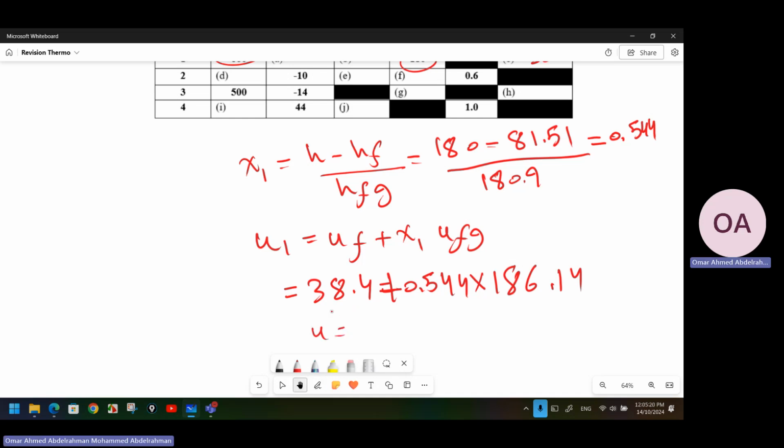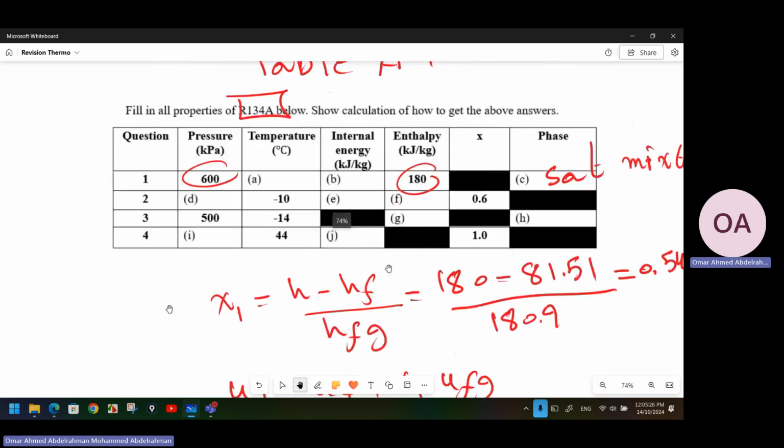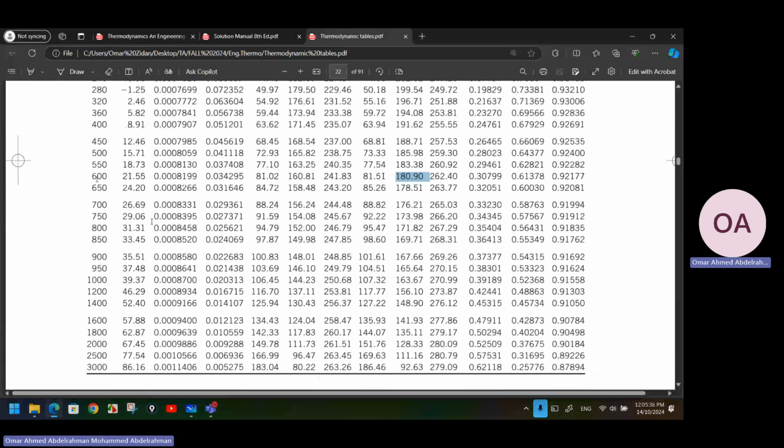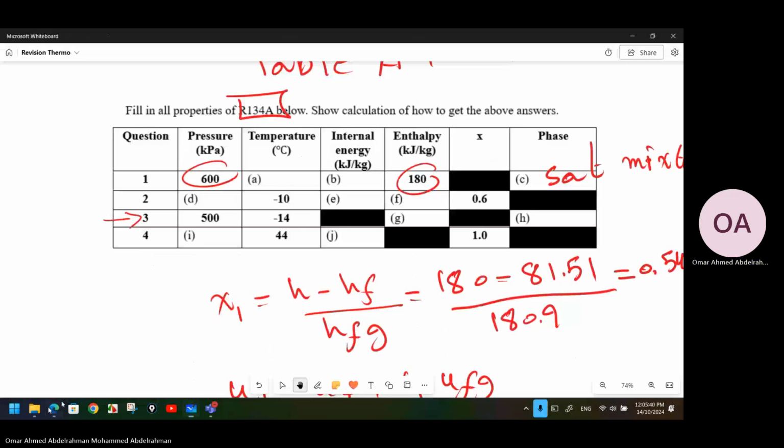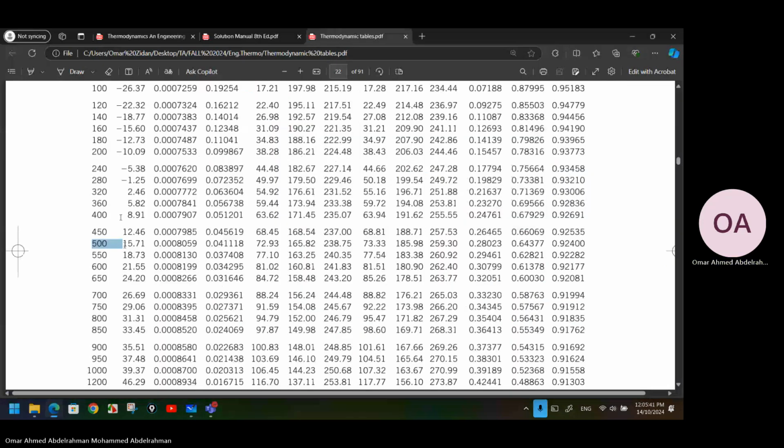You need to continue, or have a general idea about the quiz, because it will be easy to solve this quiz. But another thing that I want to mention: for example, this one is row number 3. I have the pressure is 500 kilopascal and the temperature is -14, and the saturation temperature is 15.71. So it is compressed liquid, right?